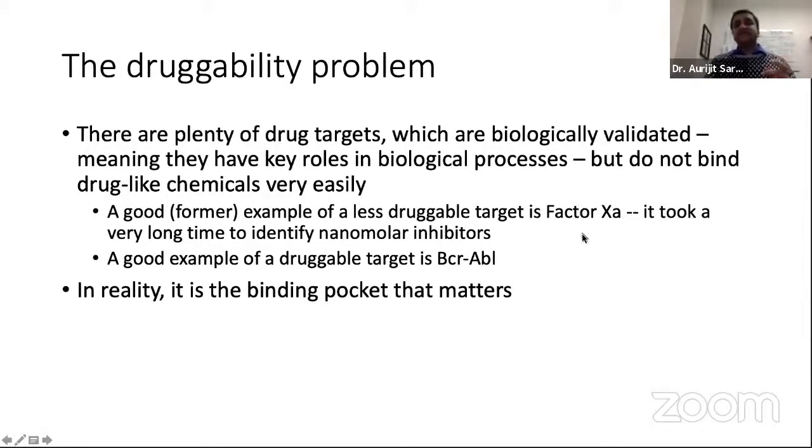There are some good examples. Factor 10A used to be recognized as a less druggable target. You need a very specific pharmacophore in order to achieve high affinity against that particular enzyme. Compare that to certain kinases such as BCR-ABL, where you'll find kinase inhibitors like that, right? So that's much more druggable compared to factor 10A. This is well known. And the secret to why something binds well has to be in the binding pocket. So we're looking at the binding pocket, not the whole protein.